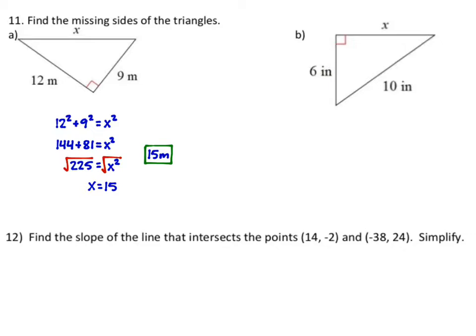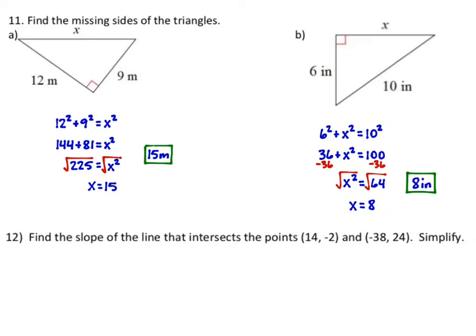For b, same thing, but this time the hypotenuse is given, so we have to set it up correctly. It's 6 squared plus x squared equals 10 squared, or 36 plus x squared equals 100. We'll subtract the 36, we end up with 64, square root it, so we end up with plus or minus 8 again. And again, it's only the positive version because we're talking about length, so it's 8 inches.